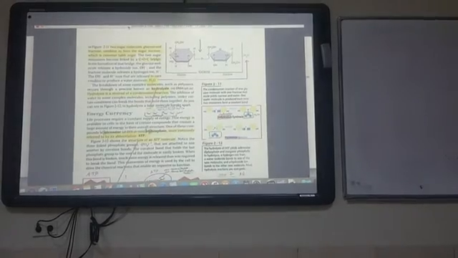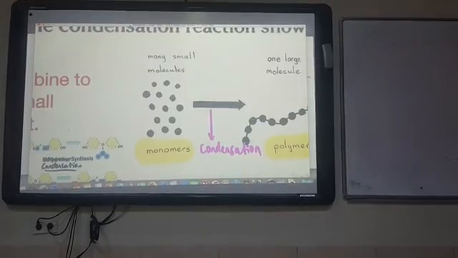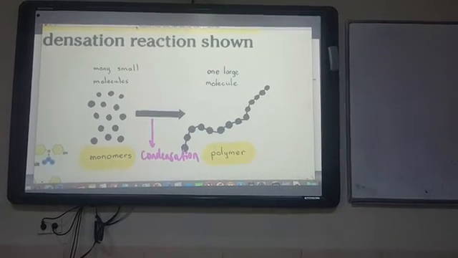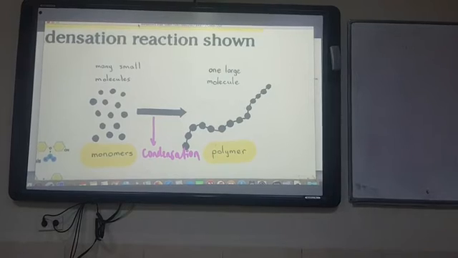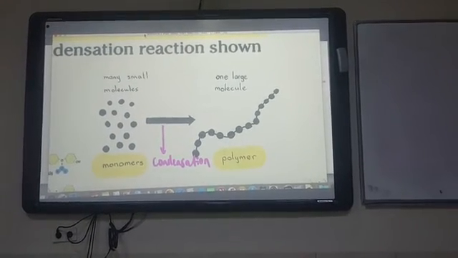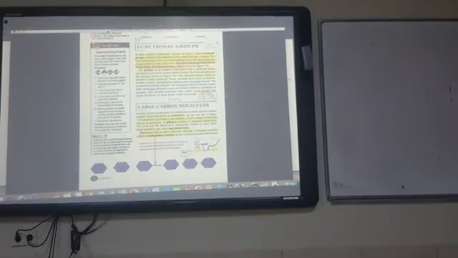Okay, and monomers, these are simple molecules, as you see. If they combine, this will be polymer. And this reaction is condensation. I explained the condensation reaction.